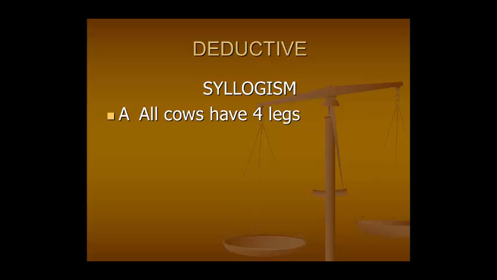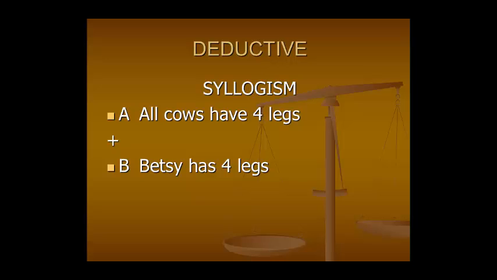So, my premise A, all cows have 4 legs. I'm going to add this to a second premise. Betsy has 4 legs. So add these two things together and tell me what you have left. What is your conclusion? I'm going to pause here, let you fill in what you think it is.